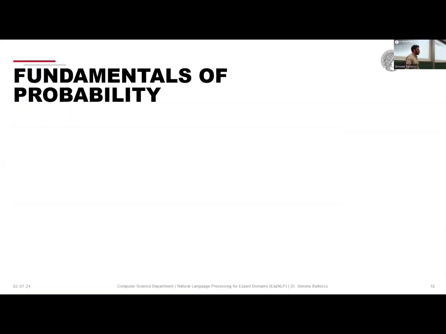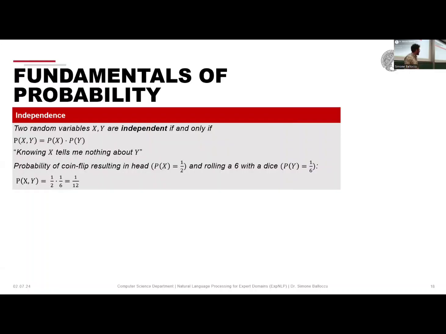And then we're gonna define dependence and independence. So let's say that we have two random variables, x and y. We're gonna say they're independent if their probability of x and y can be expressed as the product of the probabilities. So knowing x doesn't influence in any way the probability of y. For example, the probability of a coin flip resulting in head and rolling a 6 with a dice are not related, because flipping a head on a coin is not gonna increase or decrease the chance of getting a 6 on the dice.